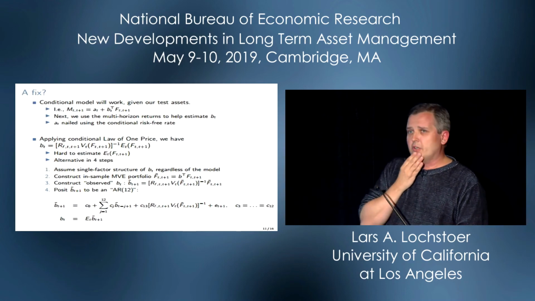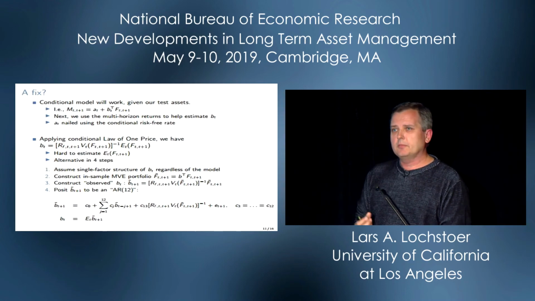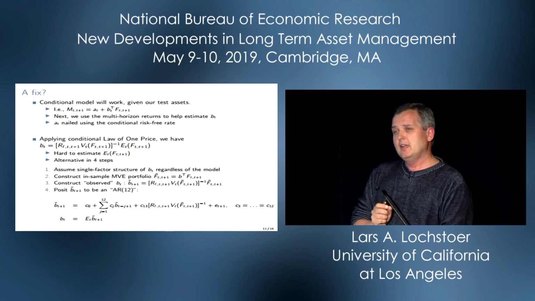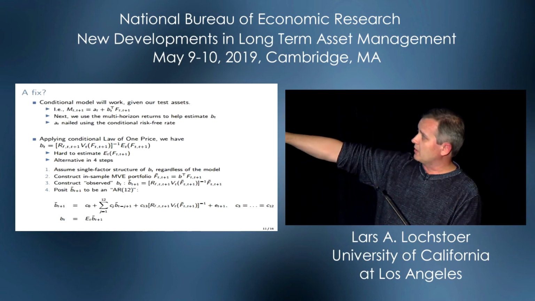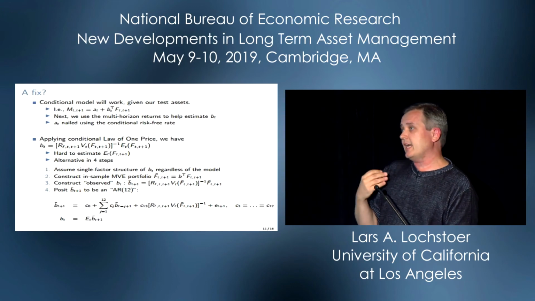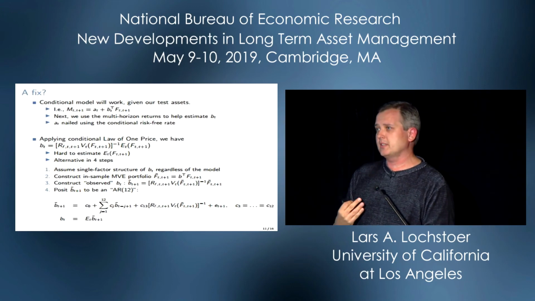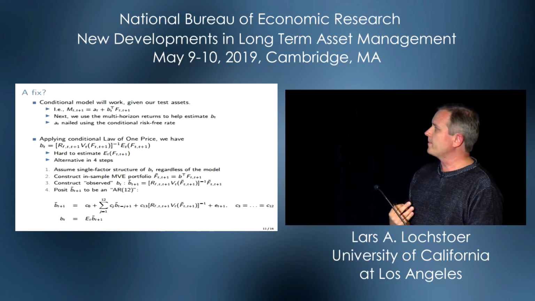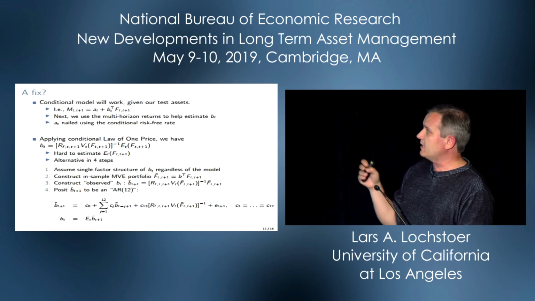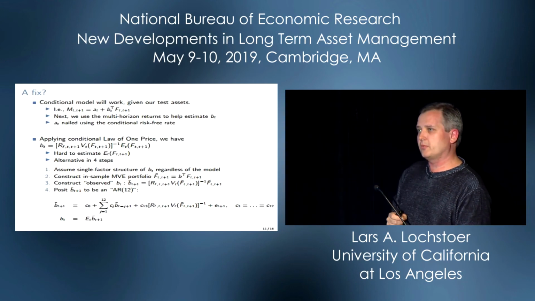So then the question is, what's going on at some level? How are these models failing? The way we set up the test, there is a conditional model, which is the second line here, where A_t and B_t are time varying, okay? Such a model exists that prices the assets. We're going to use multi-horizon returns to help estimate these B's, and then A_t is going to be nailed using the conditional risk-free rate.